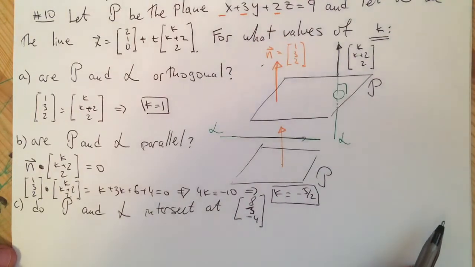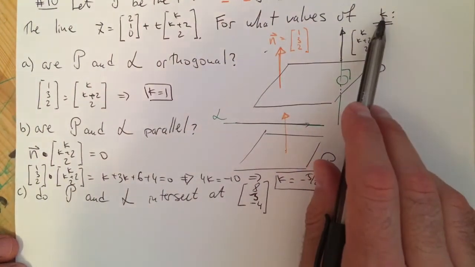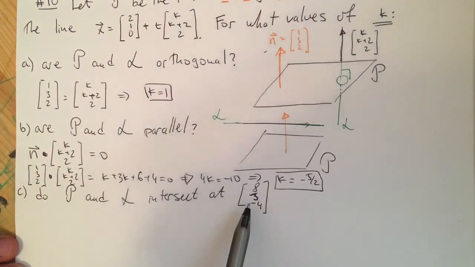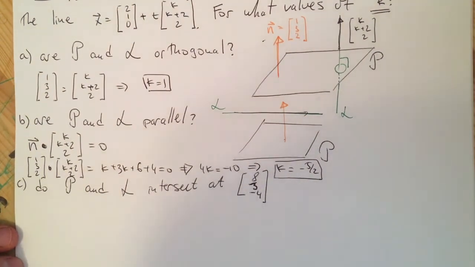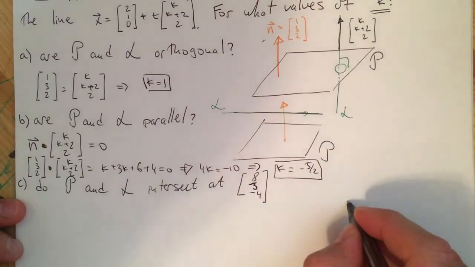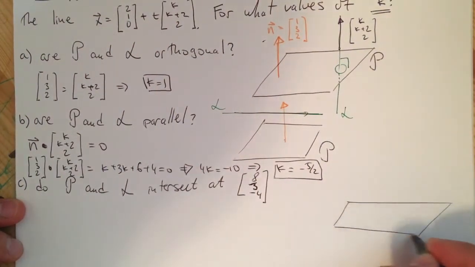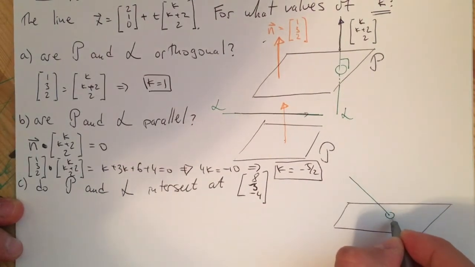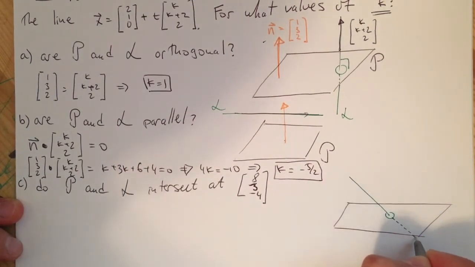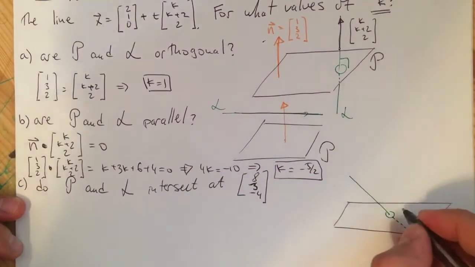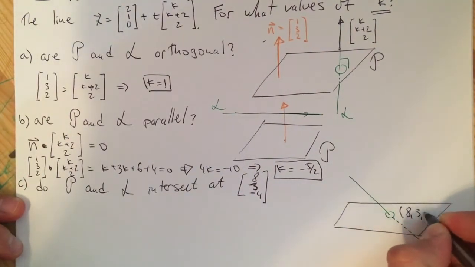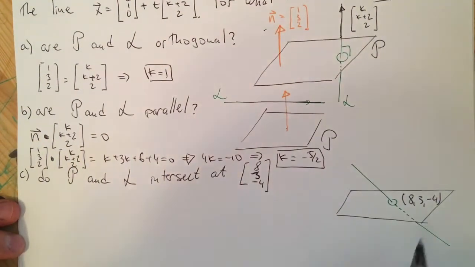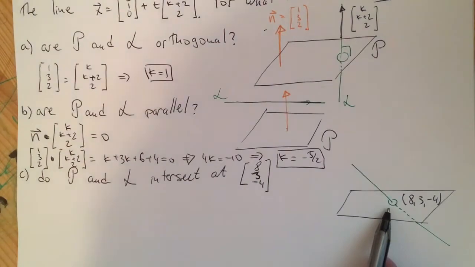And finally, for what value of k do the plane and the line intersect at this particular point, (8, 3, negative 4)? Okay, so in this case, you have the line piercing through the plane at the point (8, 3, negative 4). And we have to find for what k this happens.